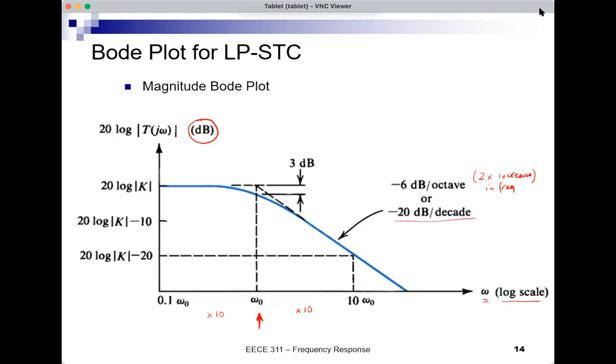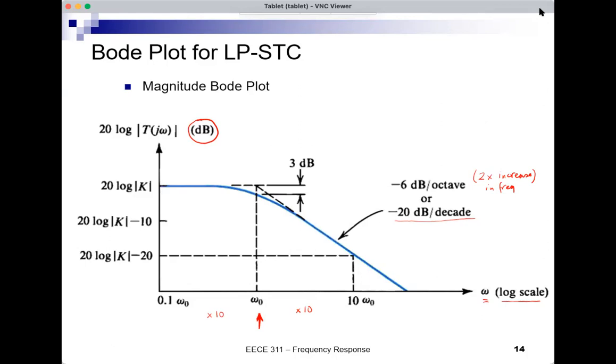Of course, the minus 6 and the minus 20 are related because the slope is the same. I'm dropping along the same line. So the slope can be expressed as minus 20 dB per decade or minus 6 dB per octave.